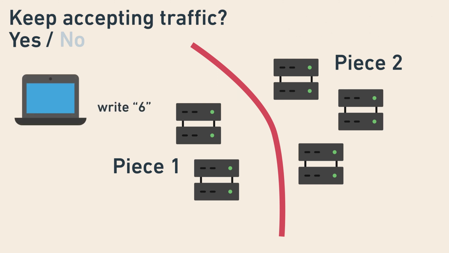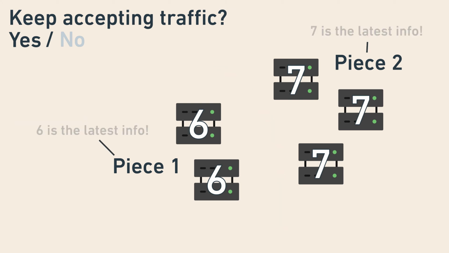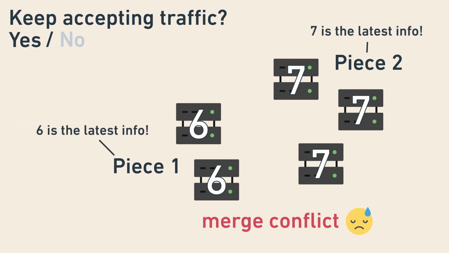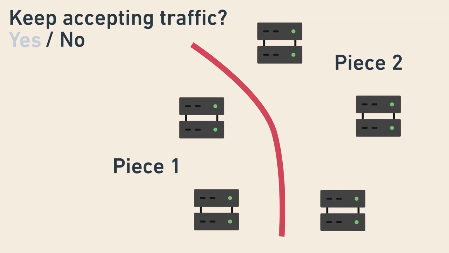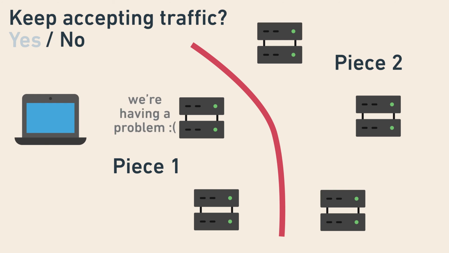The client could write data to one of the pieces, then write some data to a different piece. Then, if the network partition heals, there's a conflict between the two pieces that needs to be resolved, which can get pretty messy. On the other hand, if the system stops accepting traffic while there's a partition, then it loses availability, but preserves consistency. That's why a partition forces a system to choose.